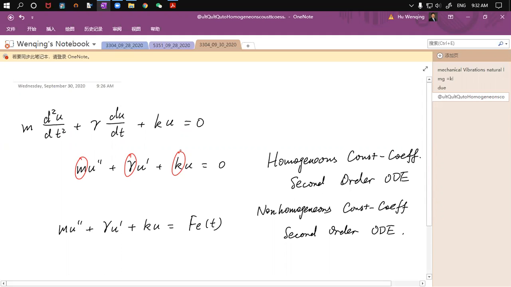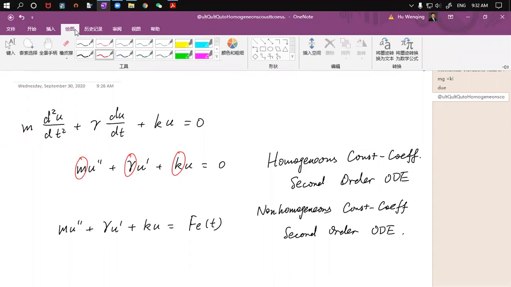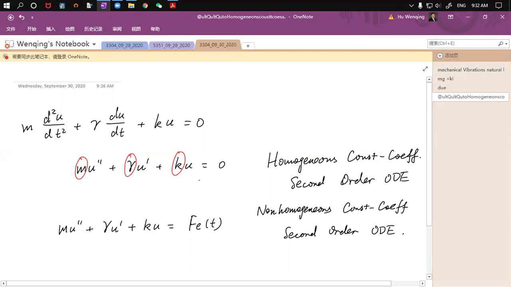Now, if you want to memorize these coefficients, it's very simple. Just realize that in front of the second derivative, it is the mass. In front of the first derivative, it is the damping constant. In front of the zeroth derivative, the original function, it is Hooke's constant. So don't mess up, okay? You must remember, in front of the second derivative is the mass, in front of the first derivative is the damping constant, in front of the zeroth derivative is Hooke's constant. You must memorize it by heart.